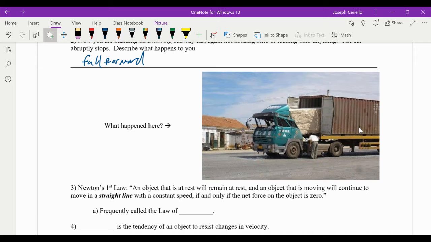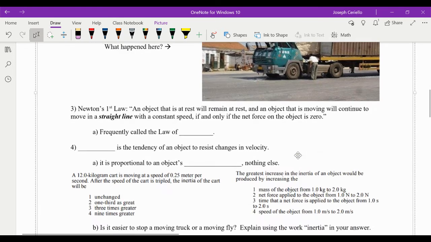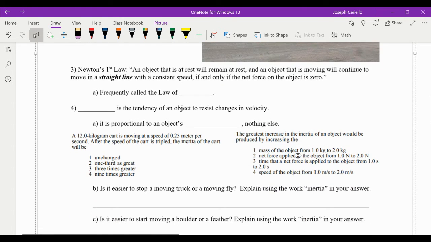So the cinder block, being an object in motion, is going to continue to move in a straight line with constant velocity unless it's acted upon by an outside force. Unfortunately, there was not enough force to stop it, and it goes right through the front of the storage container and hits the back of this truck. All right. So let's go through some stuff real quick. Newton's first law: an object at rest will remain at rest, and an object in motion will continue to move in a straight line at constant speed if and only if the net force on the object is zero. We call this the law of inertia.